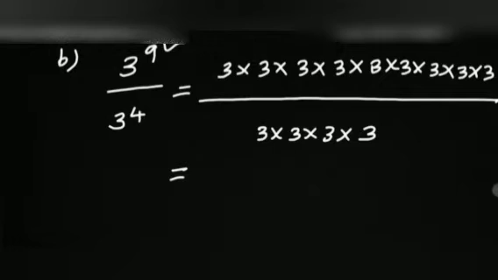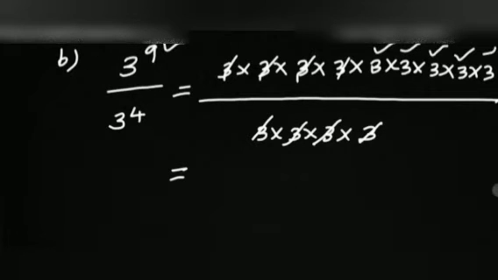So we can cancel. This 3 and this 3 get cancelled, and so on for four pairs. So what is left? 3 into 3 into 3 into 3 into 3. How many 3's are there in the numerator? 5 3's. 3 to the power 5 by nothing in the denominator means 1. This is equal to 3 raised to 5 itself.